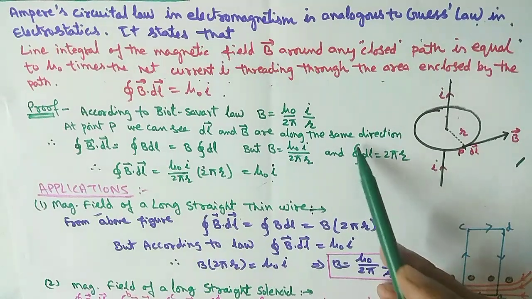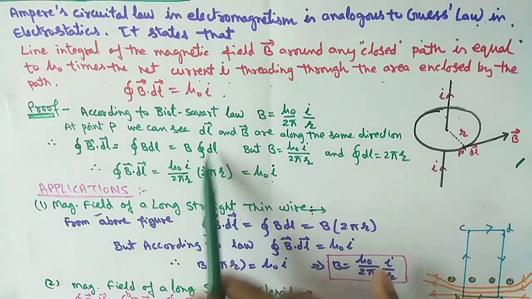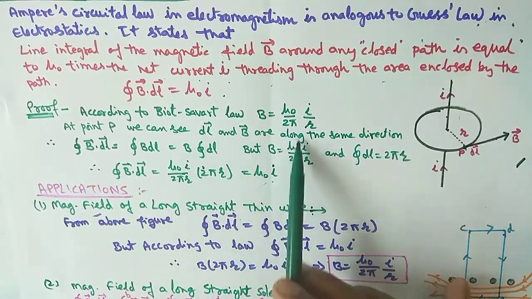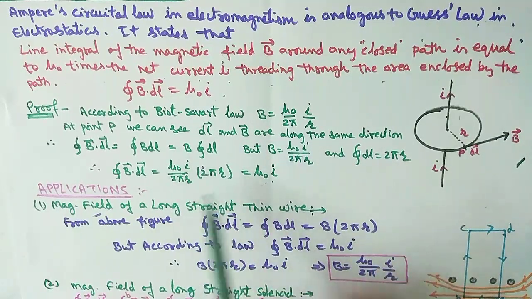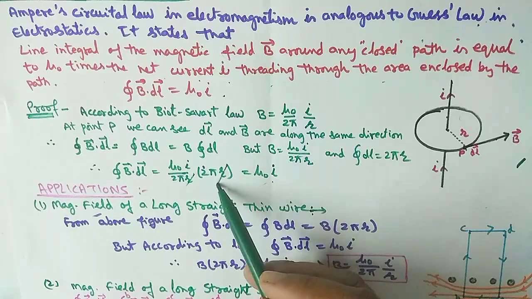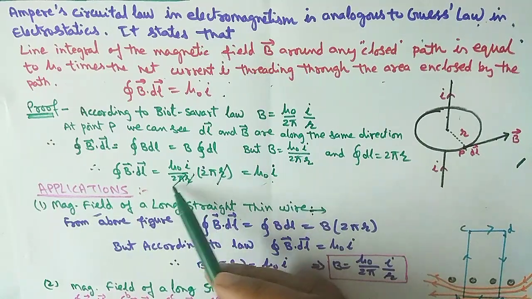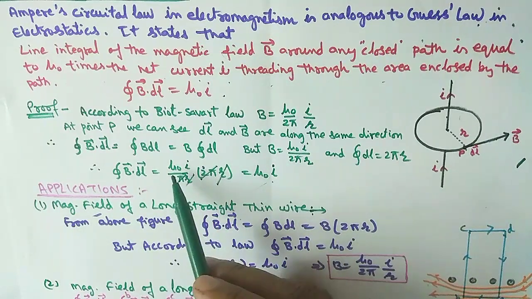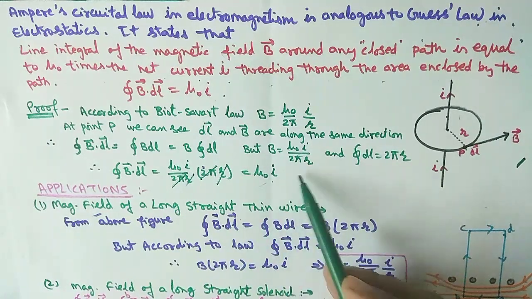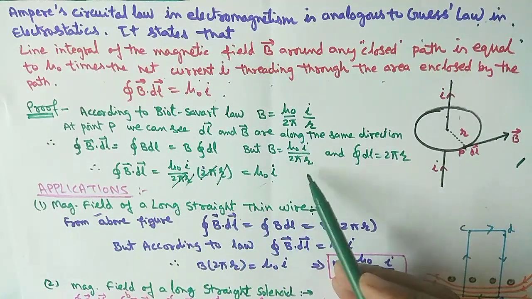If we put the integration of dl here, and B is equal to mu naught I upon 2 pi r, we can see here the r is cancelled, 2 pi is also cancelled, so we have mu naught I. So this is the proof of the Ampere circuital law.